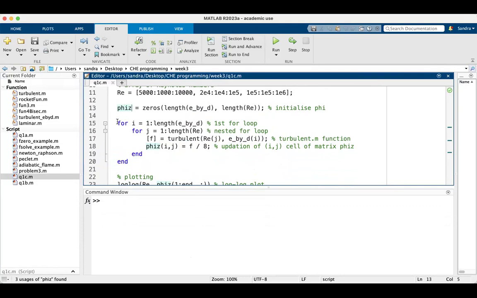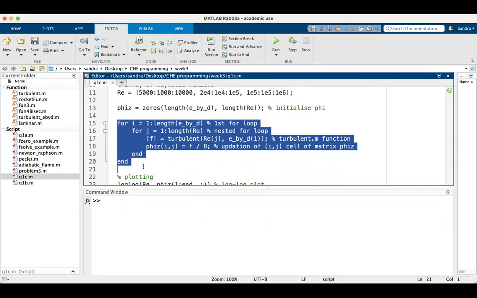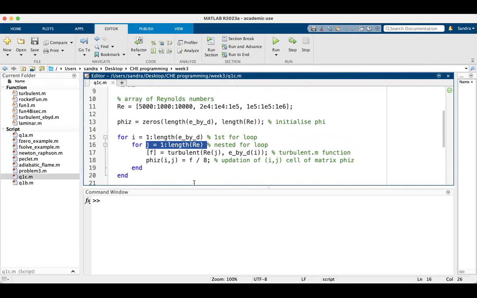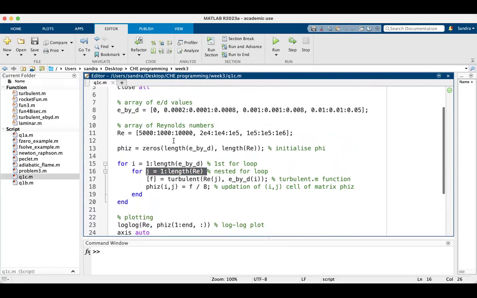So first, you use two nested for loops. One runs over the different E by D values, and inside the E by D values, you have a different loop that runs across all Reynolds numbers. So how does it work? Basically, for 0 E by D, you do this range of Reynolds number from 5,000 to 1 e raised to 6.